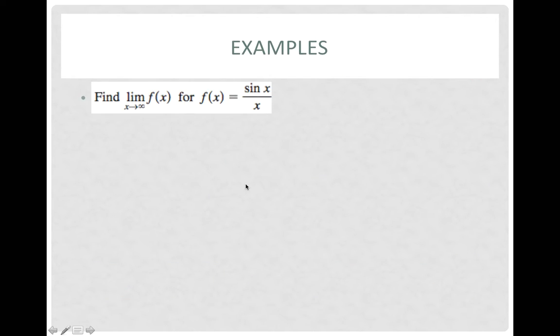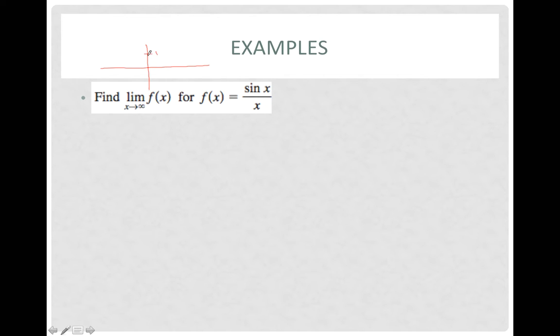So, first couple examples here. If we would like to find the limit of f of x as x approaches infinity for the function sine x over x, here's the problem. There are two ways that we could think about this. The one way is we could think of this graphically. Well, in this graph, we know what the limit is as x approaches 0 for this function. We know it was 1.